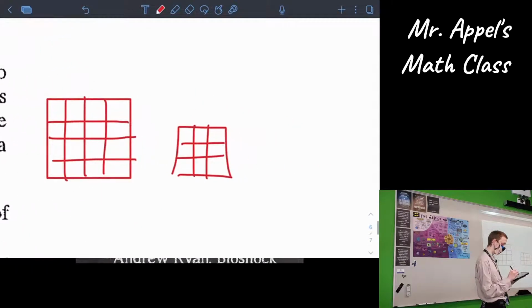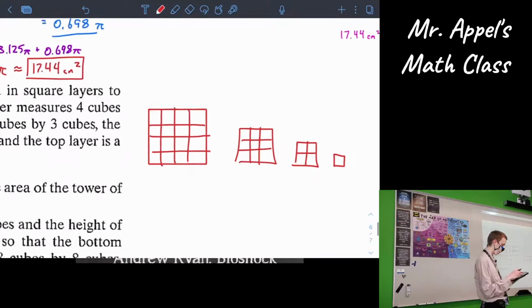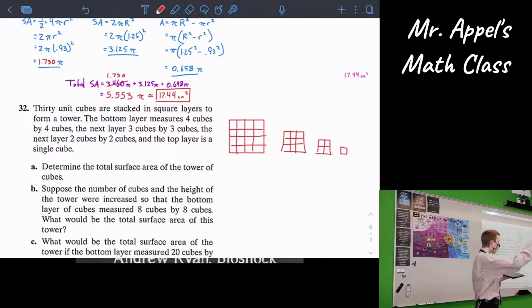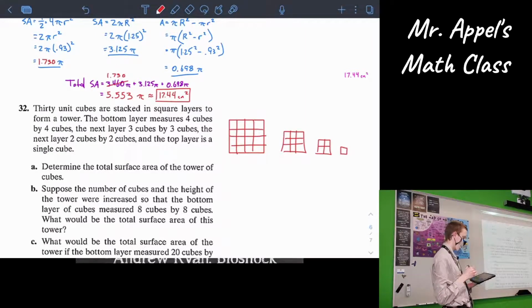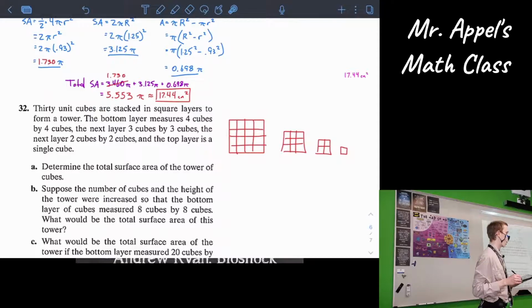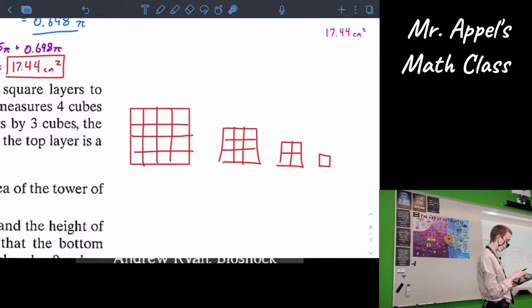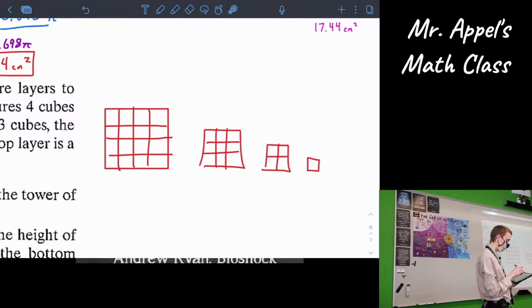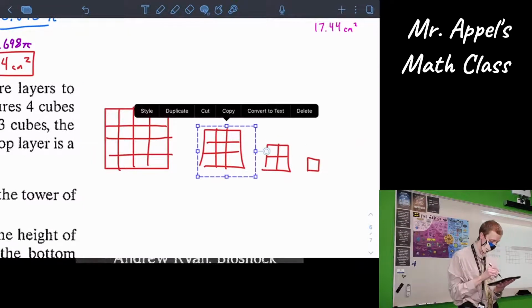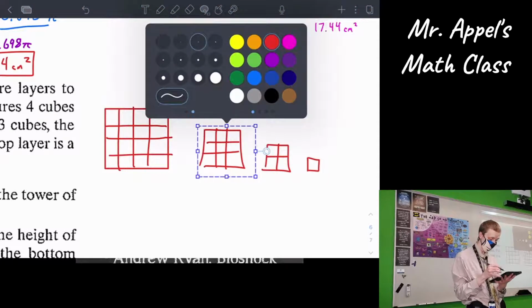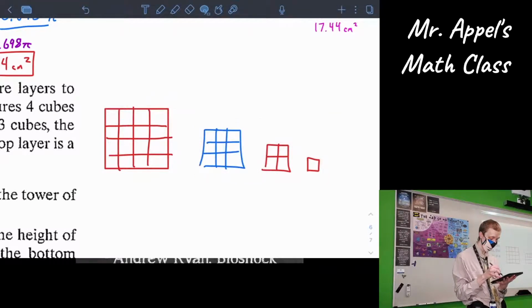Okay, so then we have a 2 by 2 and then 1. And those get stacked on top of each other. All right. And they want us to determine the total surface area of the tower of cubes. Interesting. So when I take, let's see, can I make this more clear? I'm going to change this to different colors here.